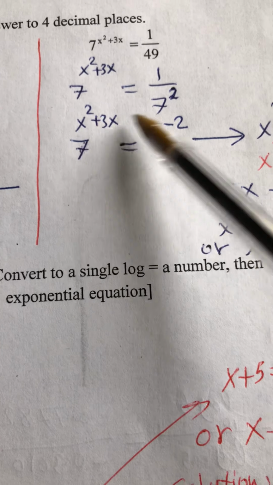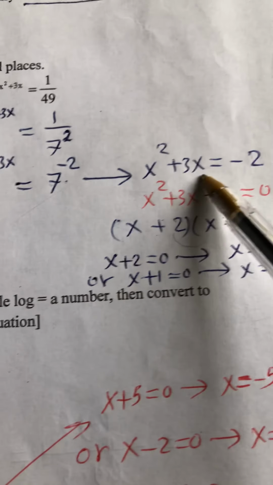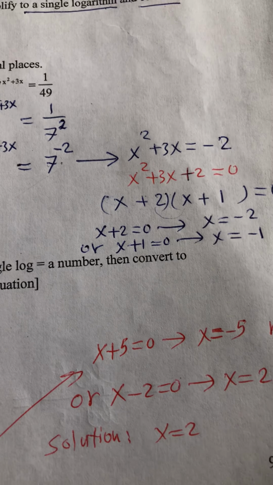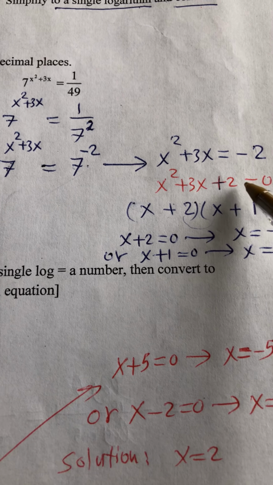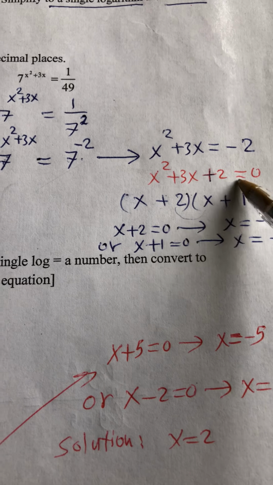Therefore, the exponents should be equal. So x squared plus 3x equals negative 2. Now solve this equation. Add 2 to both sides. So we get x squared plus 3x plus 2 equals 0.